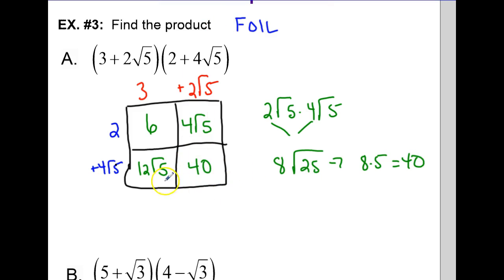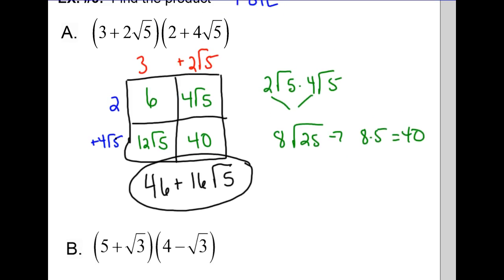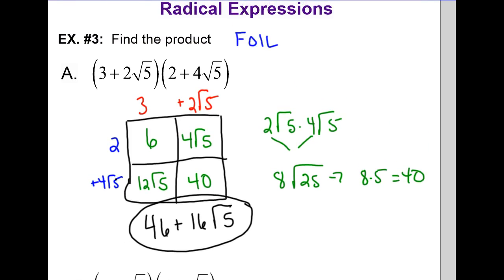Now, write everything out and combine your like terms. What's interesting is I've got 6 and 40 go together. I've got a 46 plus, and then I've got a 12 and a 4, 16 square roots of 5. That's my answer. If you FOILed it, you should get the same answer. So that's how we find the product, by FOILing.